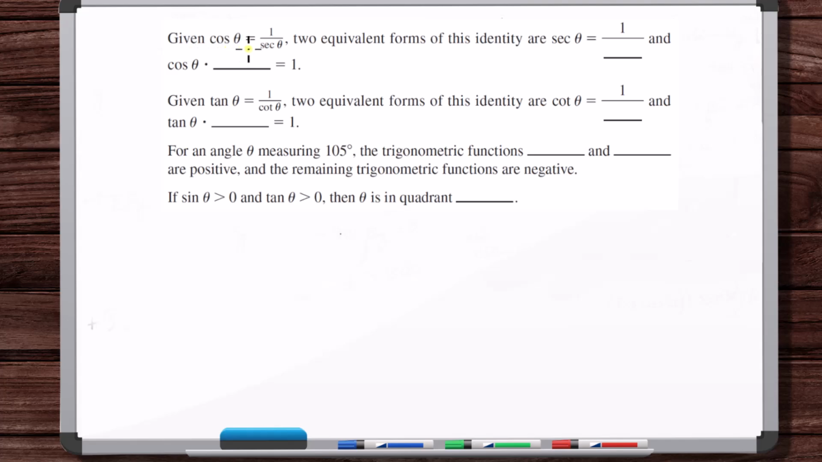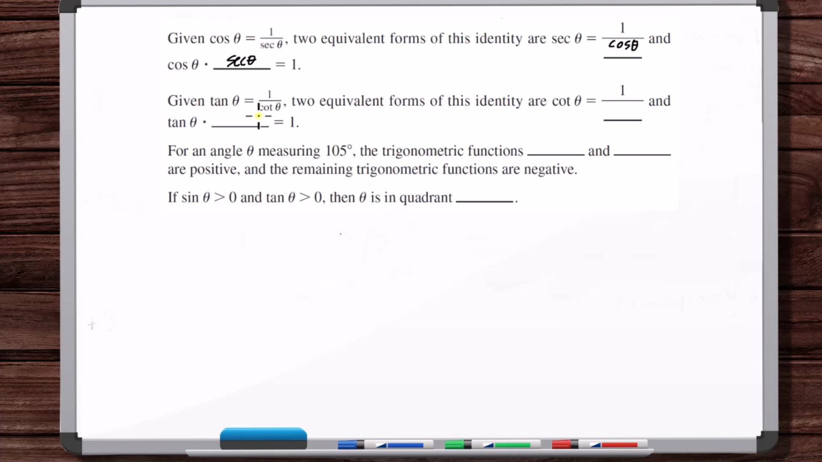Given cosine theta is 1 over secant theta, two equivalent forms of this identity are, so yeah, with any reciprocal, you can multiply both sides by secant theta, and what does that result in? That results in cosine theta secant theta is equal to 1. So we can put that here. But then here we can divide both sides by cosine theta and get this.